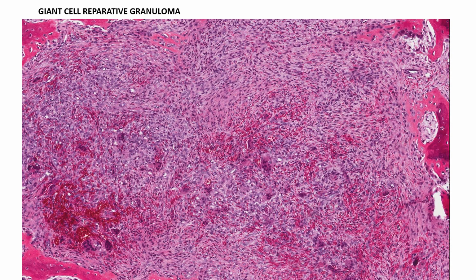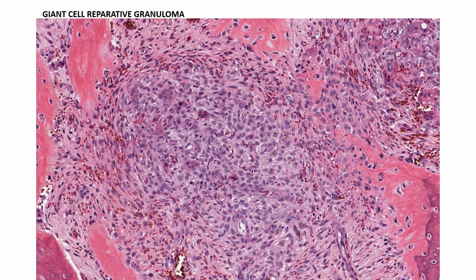This histopathologic section shows a giant cell reparative granuloma composed of spindle fibroblastic cells without atypia with osteoclast-like giant cells gathering around hemorrhagic areas. Compared to giant cell tumor, osteoclast-like giant cells are more dispersed in fibrous stroma. This higher power view shows osteoclast-like giant cells gathering around a hemorrhagic area and woven bone trabeculae with osteoblastic rimming.